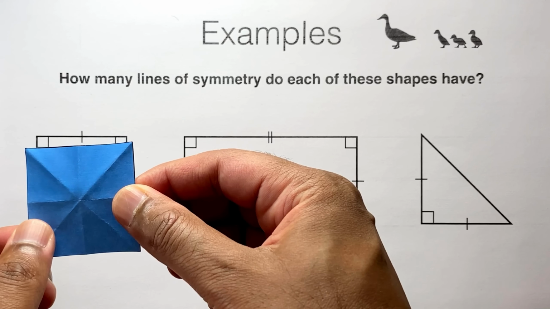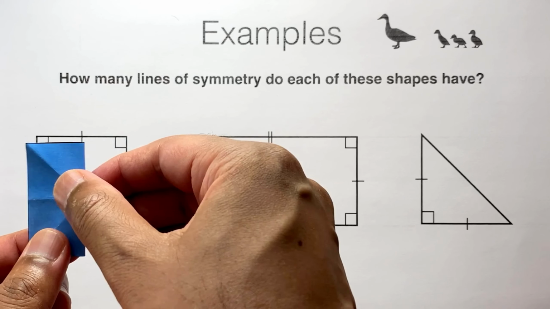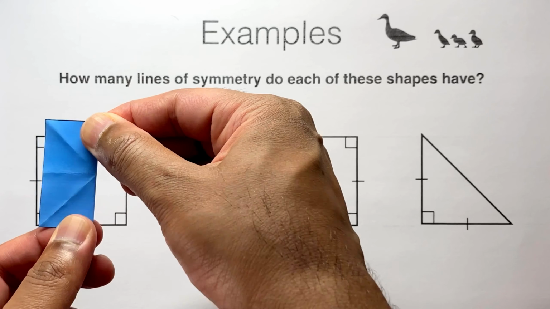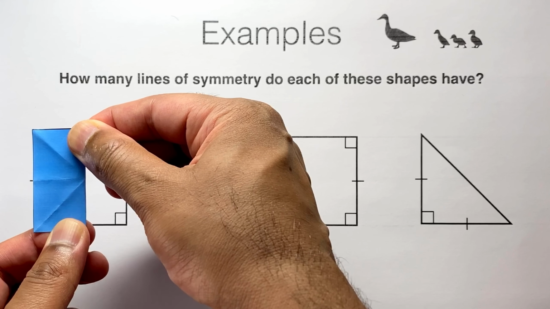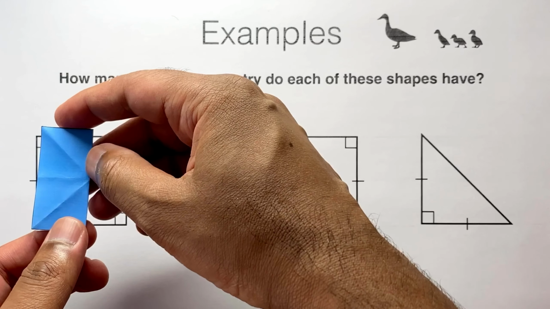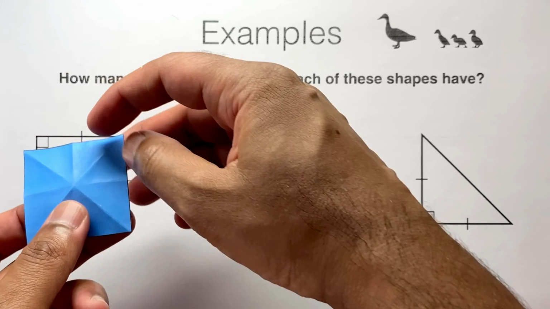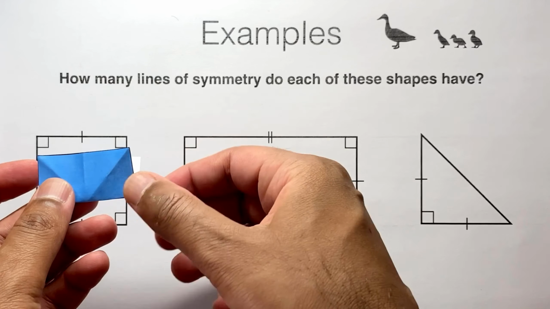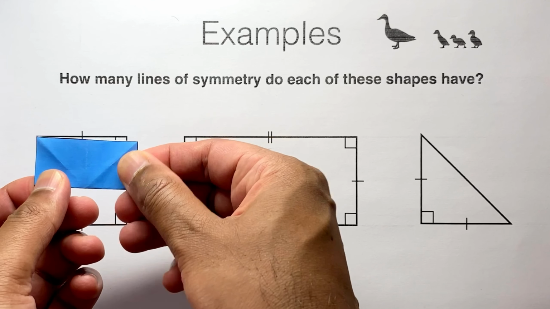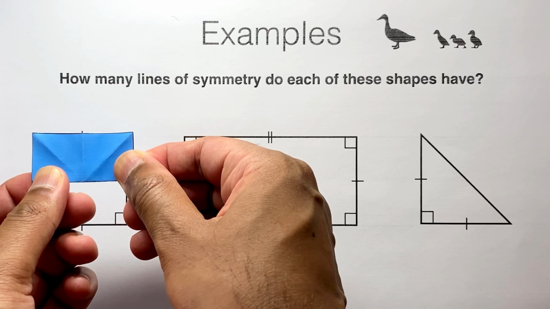Here's the square. I could fold it in half like this. Notice that the folded half sits perfectly on top of the other half. That's one way. I could also fold it in half like this. Again, notice how the folded half sits perfectly on top of the other half.